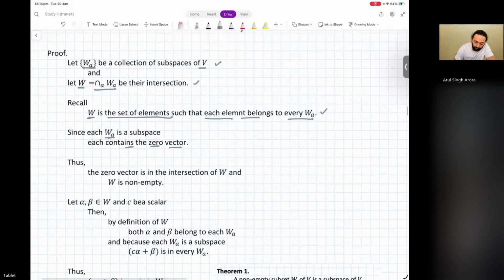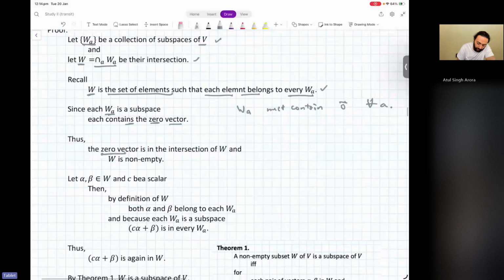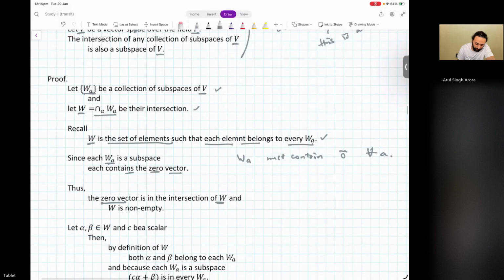Is that okay? So WA must contain the zero vector for all A. And what this means is that the zero vector is in the intersection of all WAs.